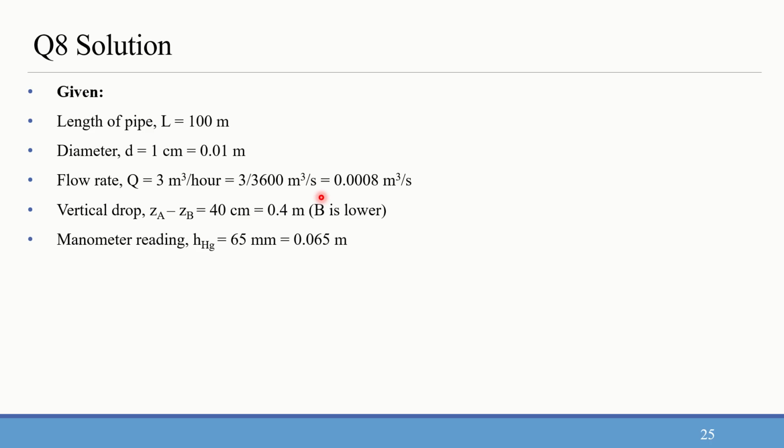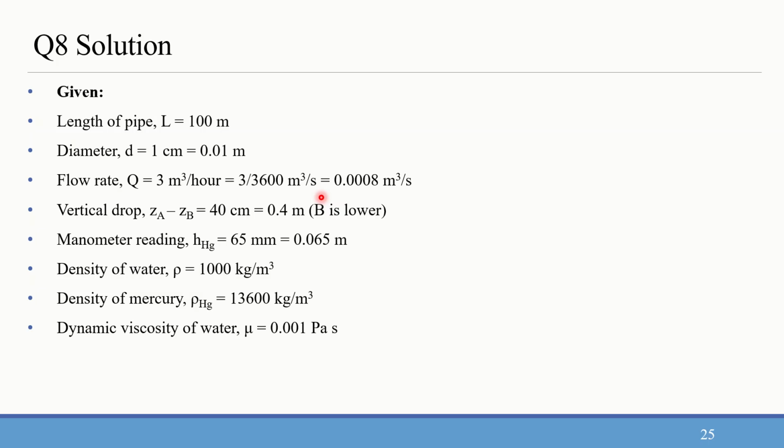Manometer reading is 65 mm or 0.065 meters. And density of water is 1000 kg per meter cube. And density of mercury is 13,600 kg per meter cube. And dynamic viscosity of water is 0.001 Pascal second. Gravity is 9.81 meter per second square.